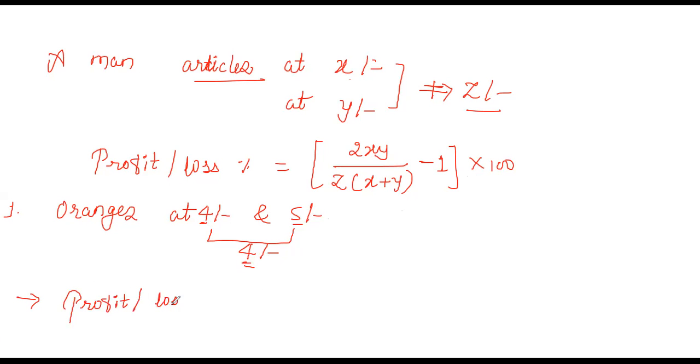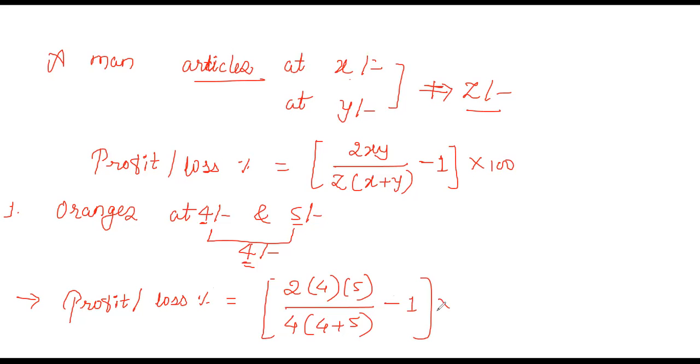Profit or loss percent is equal to 2 into 4 into 5 divided by 4 into 4 plus 5, minus 1, into 100, which is equal to 2 into 4 into 5, 40, divided by 4 into 4 plus 5, 9, 9 into 4, 36, into 100. Just tell me that value. After calculating this, how much are we getting here?